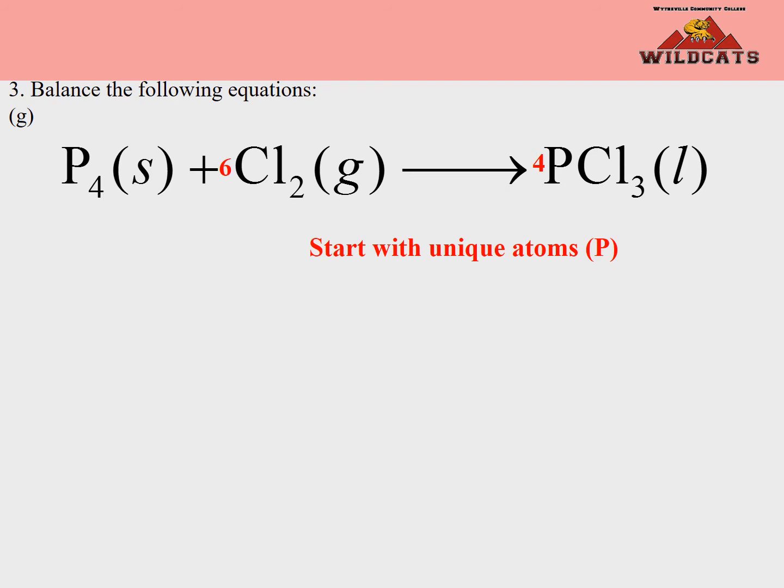Okay, again, I started with the unique phosphorus atoms. If I had started out with the chlorine, I probably would have put a 2 in front of the Cl3 to make it even, and then realized I'd have to double the amount for the phosphoruses for them to balance out.